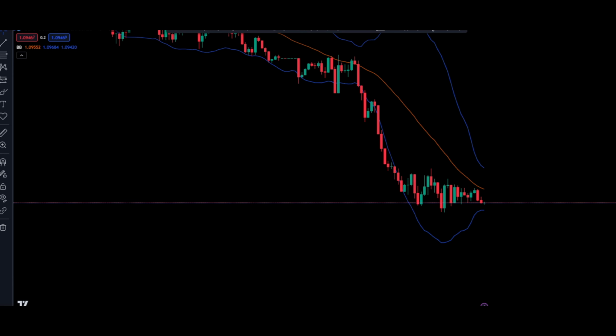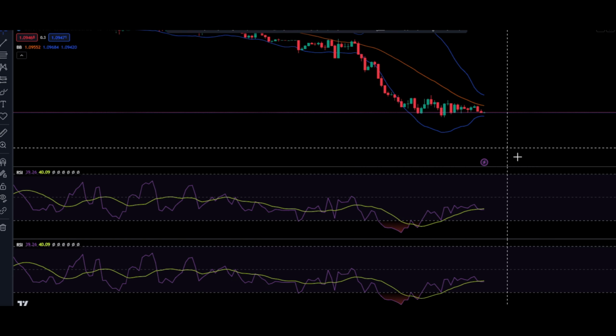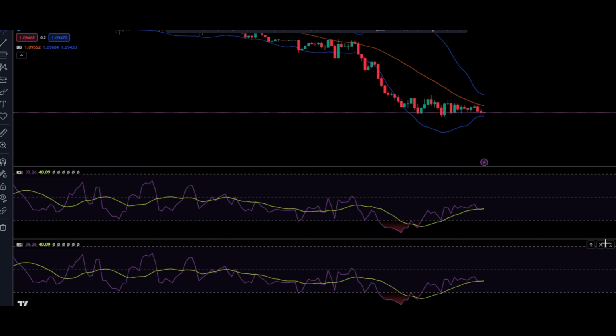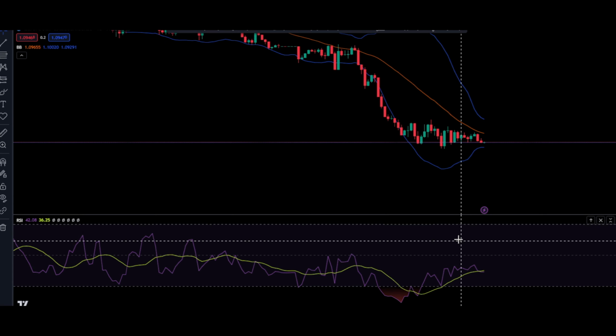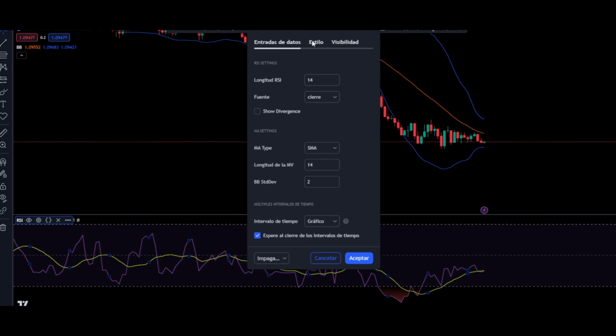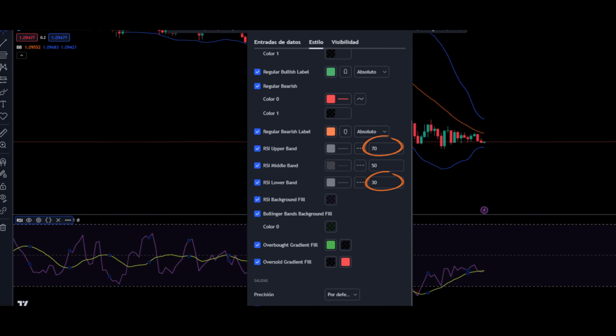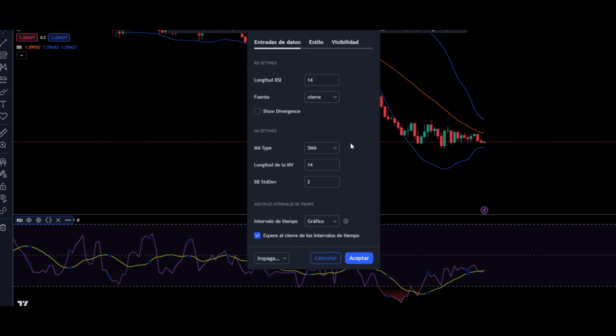Now let us add the RSI. To do this, just go to your Indicators tab, type in RSI, and then click this top one that says Relative Strength Index. Now that we have RSI added, let us modify the settings a bit. Make sure that upper band is set to 70 and your lower band is set to 30. Then this length is probably going to be set to 14. Make sure to change that to 13 for this strategy.